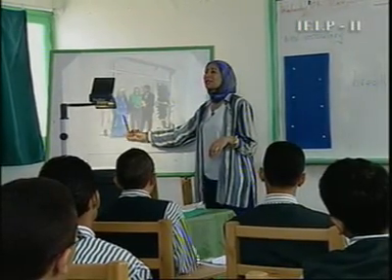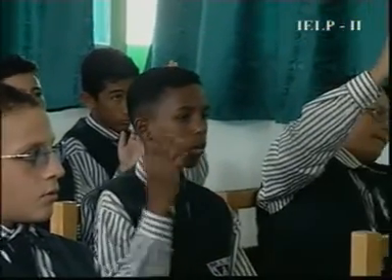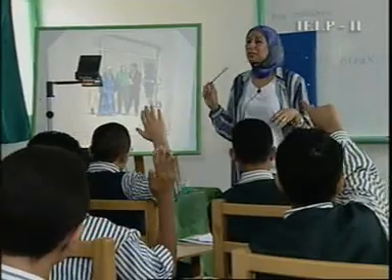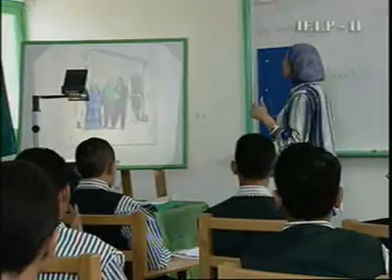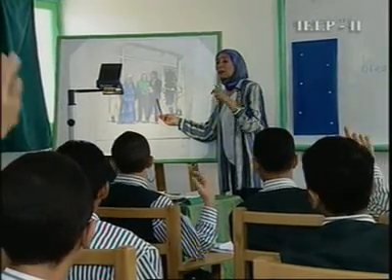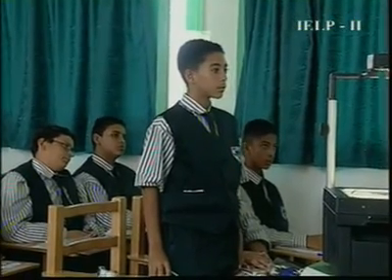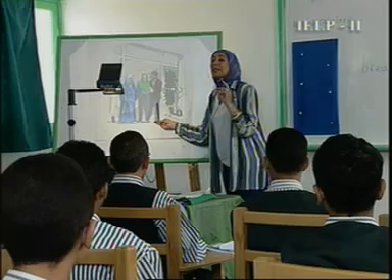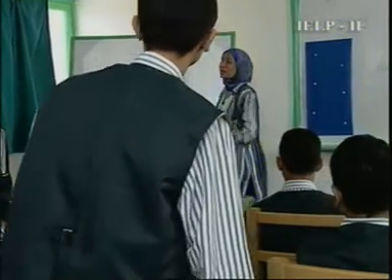Who do you think this is? Yes, please, Muhammad. This is the night watchman. Very good. This is the night watchman. How many policemen are there? Muhammad? There are 2 policemen. And this is the detective. Very good. Thank you very much.